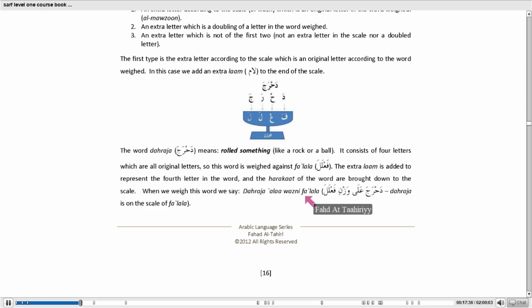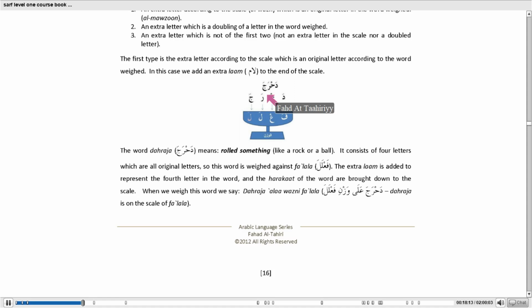Will there be no original letter in a word? What do you mean? All of these letters in this particular word are original. Yes, yani, other types of words will come inshallah.